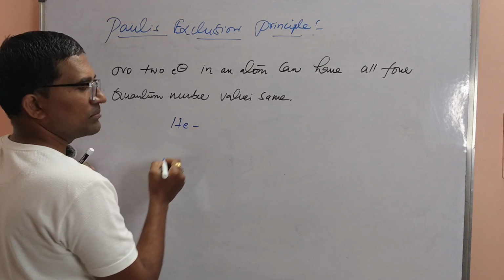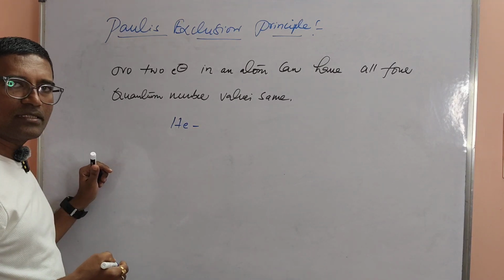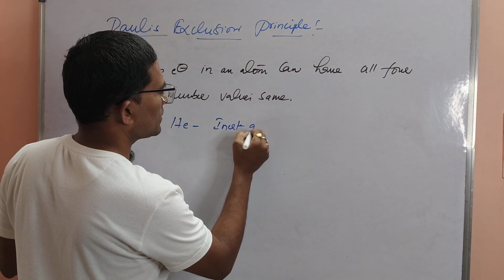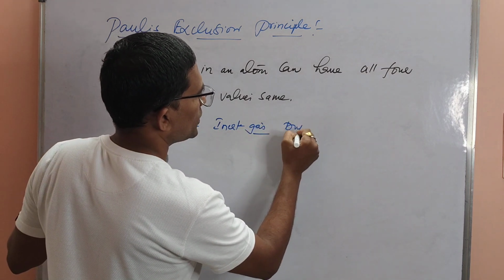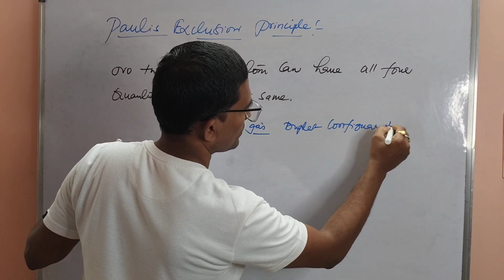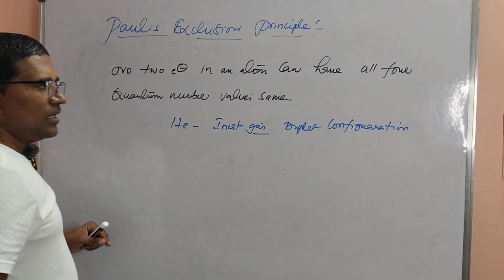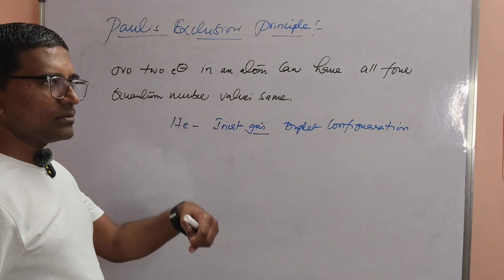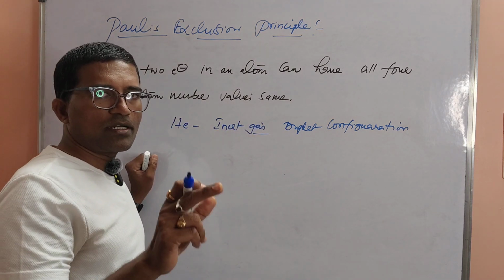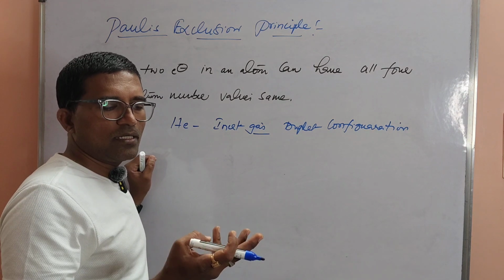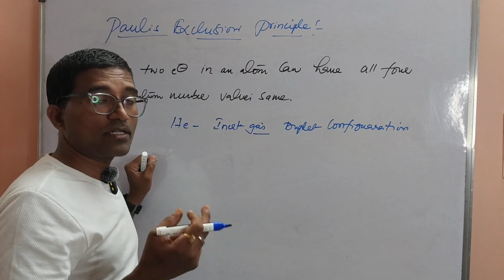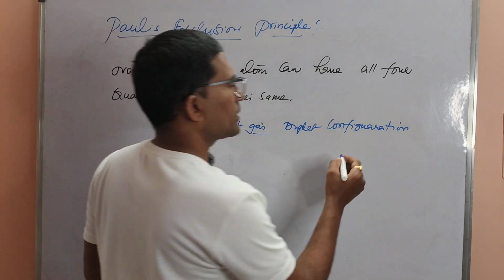Helium comes under the inert gases. It has a duplet configuration. Remember this. All the inert gases except helium, the remaining ones being neon, argon, krypton, xenon, and radon, have an octet configuration.